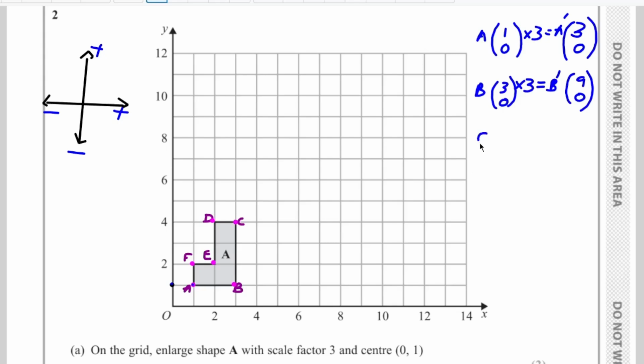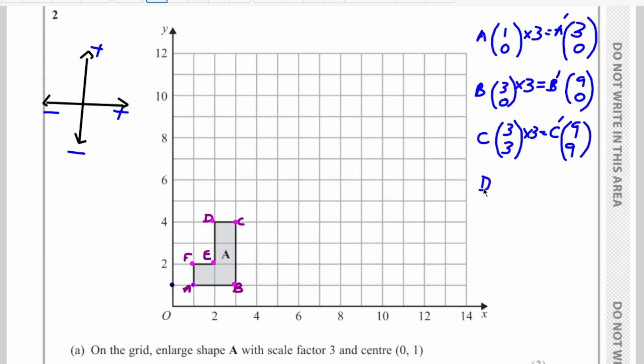And next one is C. For C, being at the center, 1, 2, 3, 3 units forward, and 1, 2, 3, 3 units upwards, then 3, 3. For C, the movement is 3 units horizontally forward, 3 units upwards. Then I have to multiply it by 3. Again, C prime would be 3 into 3, 9, 3 into 3, 9. It would be 9, 9.